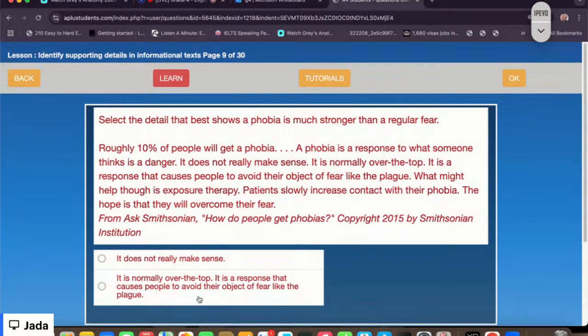All right, so we have roughly 10% of people who get a phobia. A phobia is a response to what someone thinks is a danger. It does not really make sense. It's normally over the top. It is a response that causes people to avoid their object of fear like the plague. What might help though is exposure therapy. Patients slowly increase contact with their phobia. The hope is that they will overcome their fear. So, first or second?